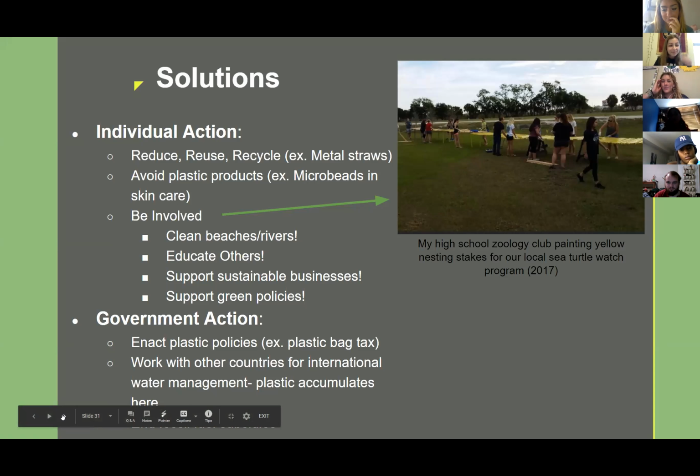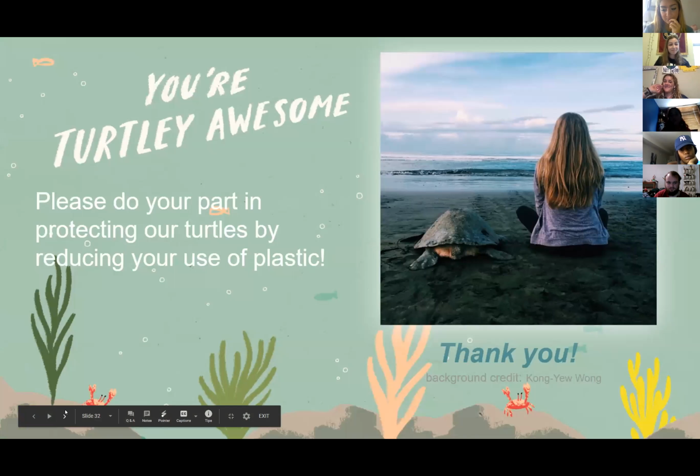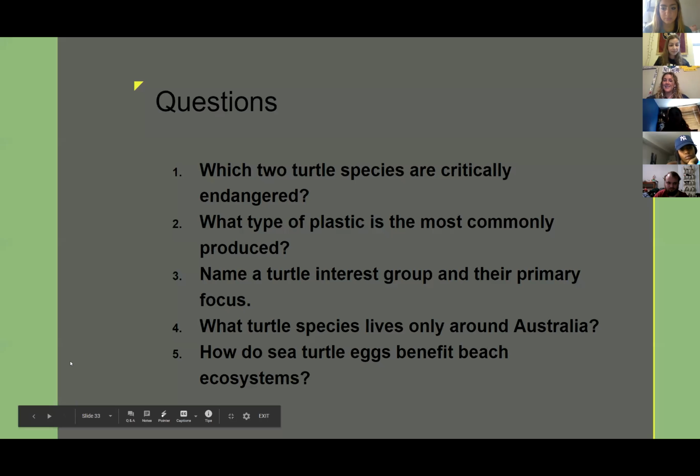Okay, let's try to wrap it up now. Thank you guys for listening to our presentation. This is a photo of me with an olive ridley turtle, where I had the opportunity to go to Costa Rica and harvest some endangered turtle eggs. So please do your part in protecting our turtles by reducing use of plastic. And then we have our questions on the next slide.